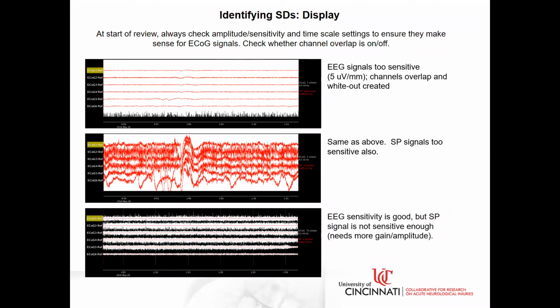The third example shows good sensitivity settings for the high frequency white signals. They're not overlapping each other. They're taking full advantage of the space on the display, but nicely separated.